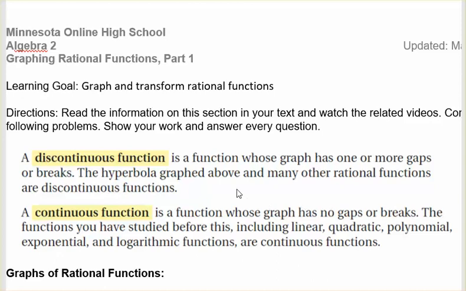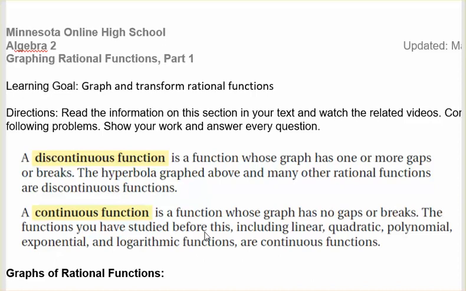In this video, we are going to look at graphing rational functions. So on your worksheet, the first thing you learn about is some vocabulary about what a discontinuous function is. Discontinuous is a function whose graph has one or more gaps or breaks. And a continuous function is a graph that has no gaps or breaks.